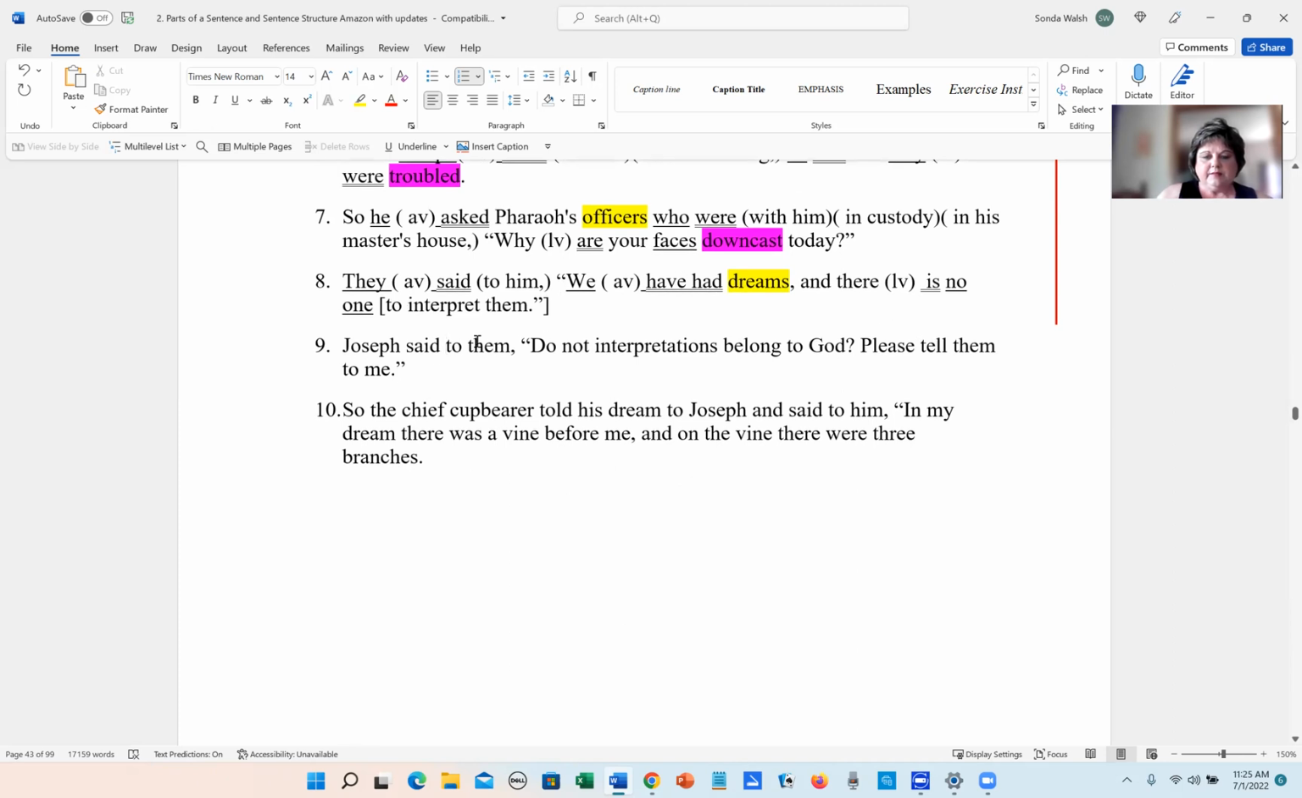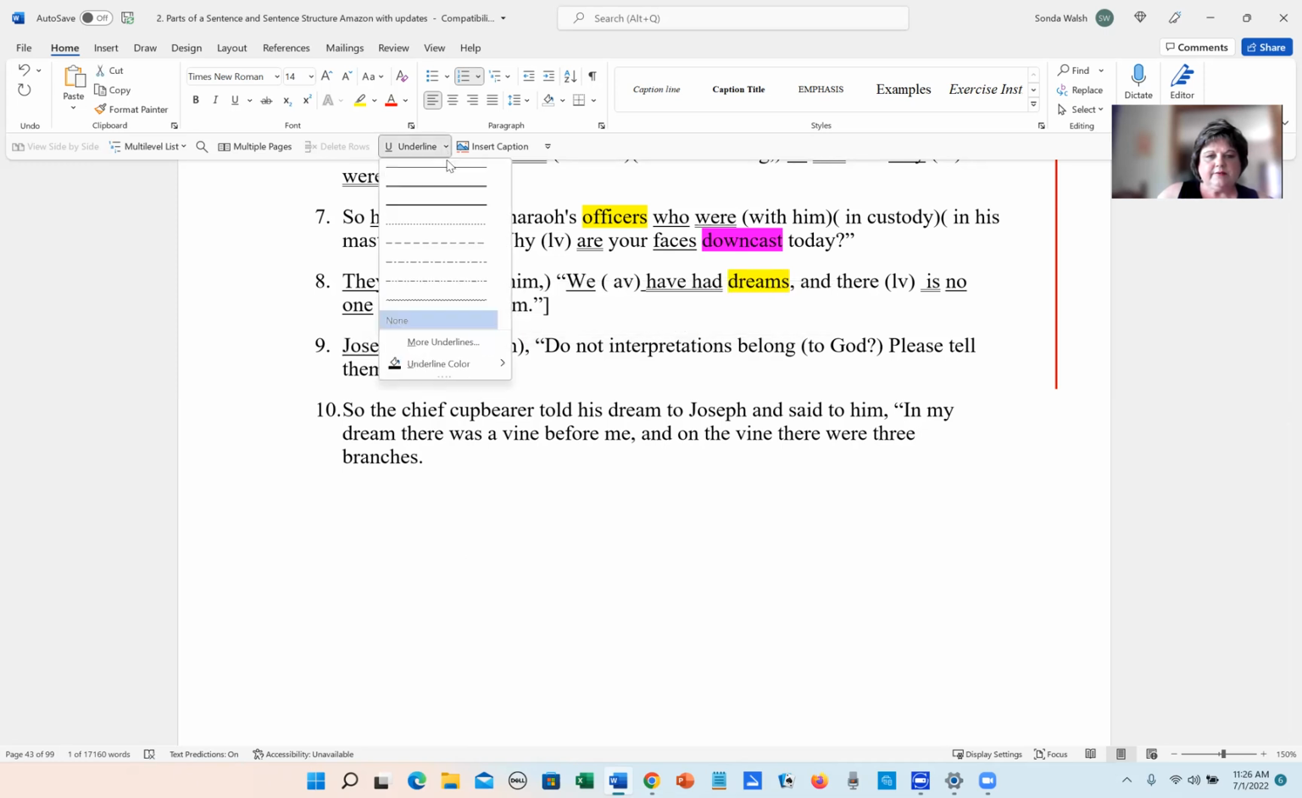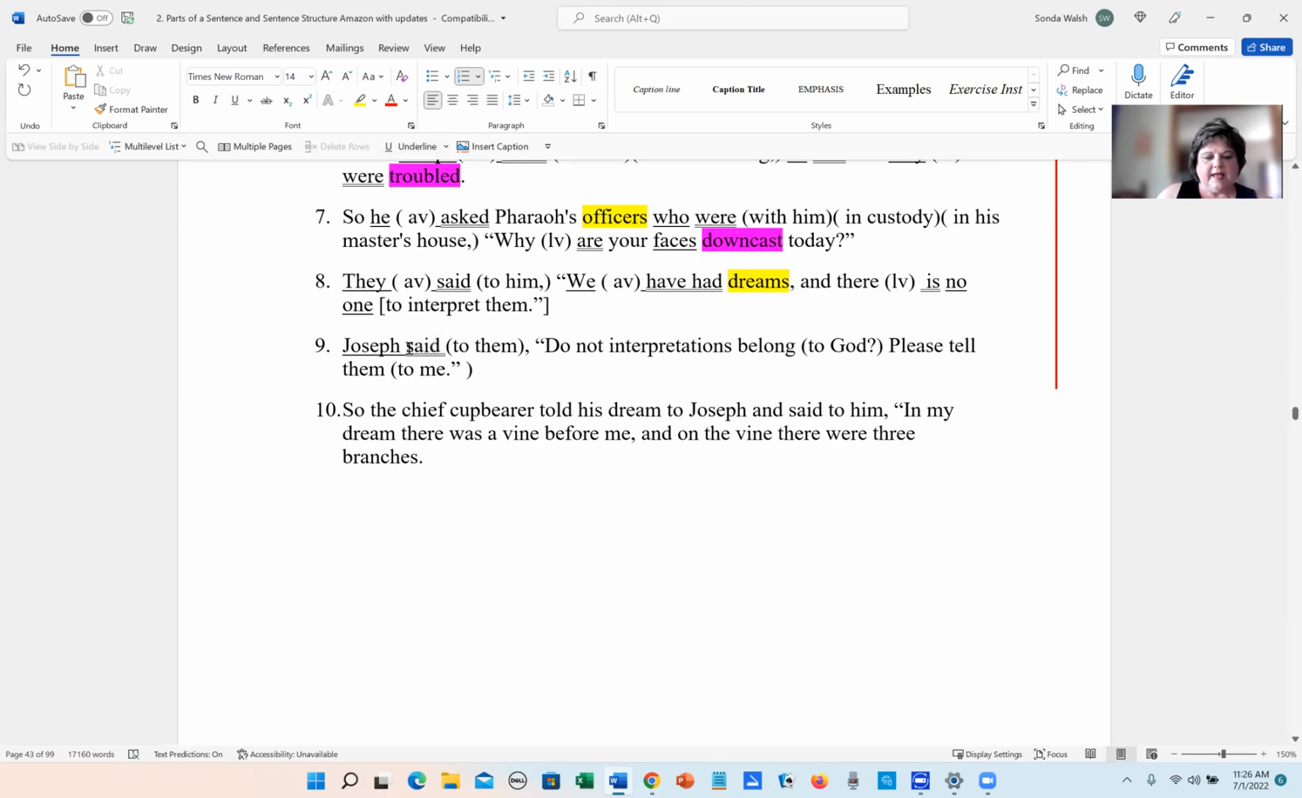To them is a prepositional phrase. To God is a prepositional phrase. And to me is a prepositional phrase. And Joseph is our subject. We'll underline that one time. Said is an action verb, so underline that twice and indicate that is an action verb. Action, not a linking. Okay, Joseph said who, Joseph said what. We don't have anything after this comma, so we're going to move on. We don't have a direct object there.